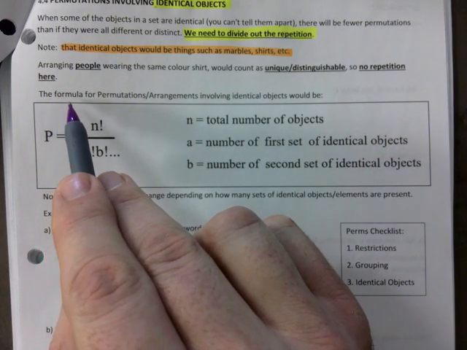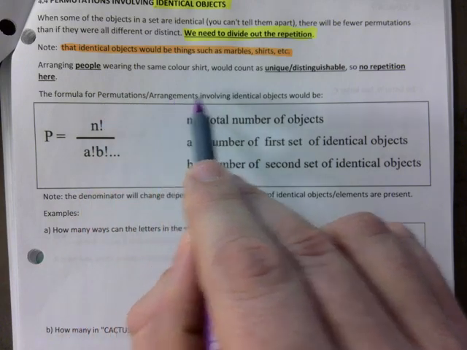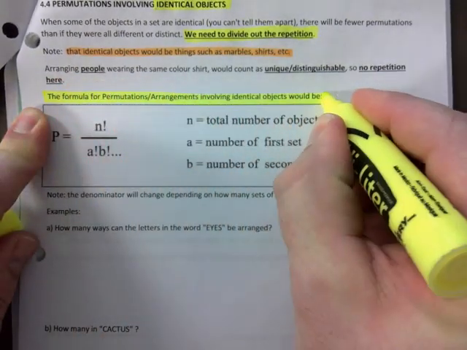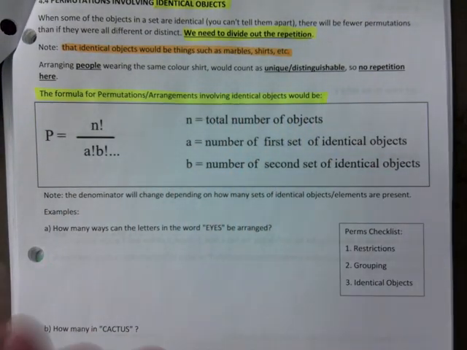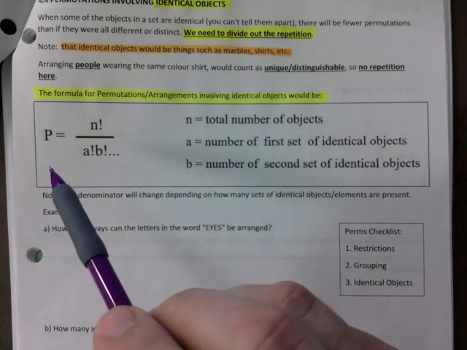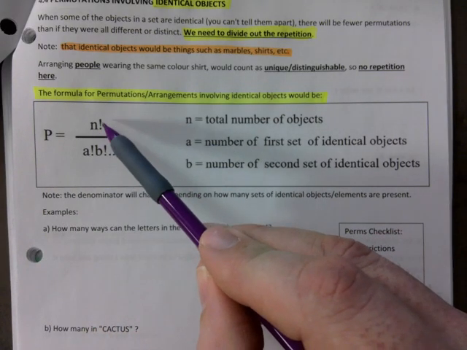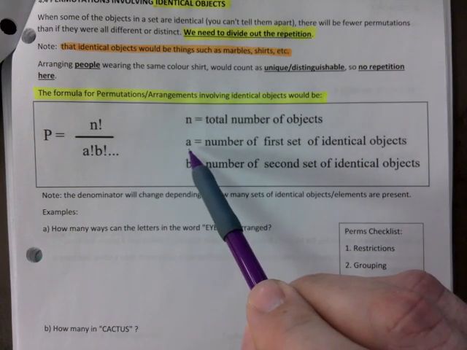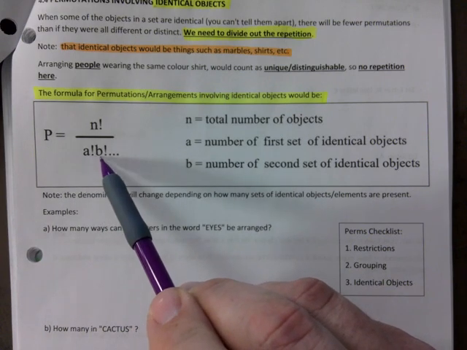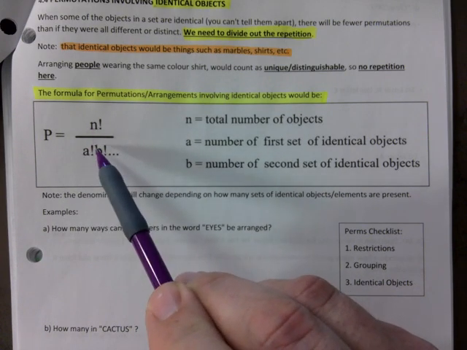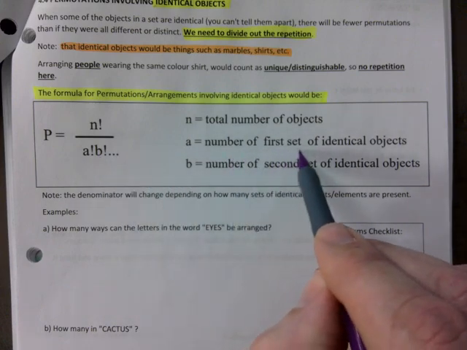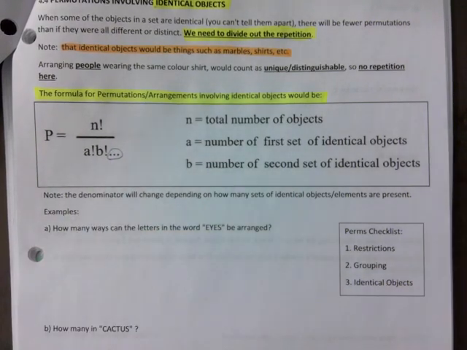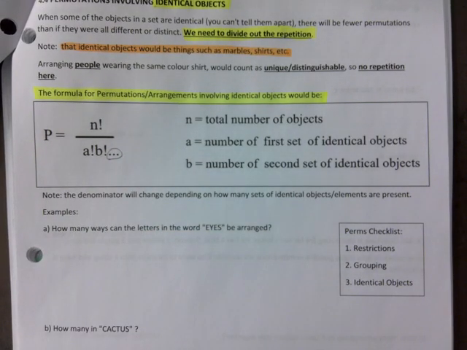The formula for permutations or arrangements involving identical objects. So I need you to make sure you understand what this is. So you're not just writing down P is equal to that because you might think it's probability down the road. It's just the number of permutations would be n factorial, so the total number of objects present. And then you would have to divide by the repetition. So these will all be numbers down the road. Okay, so number of the first set of identical objects, second identical, and what dot dot dot means is that this could continue for as many repetitions as there are.